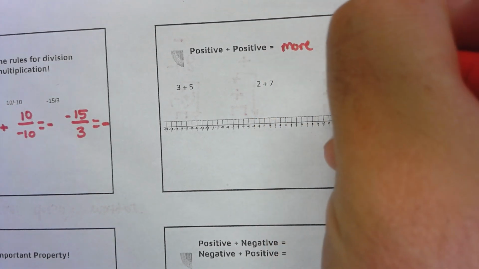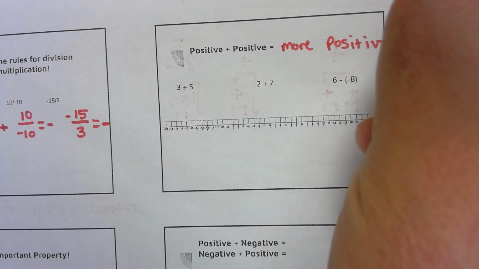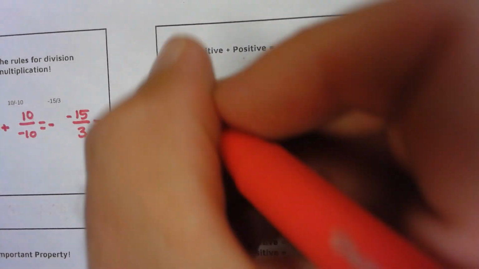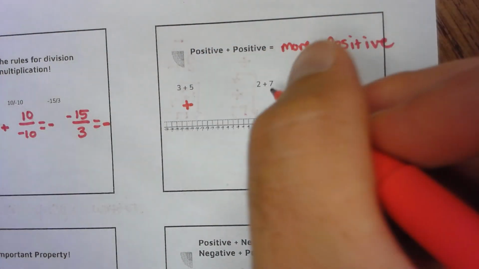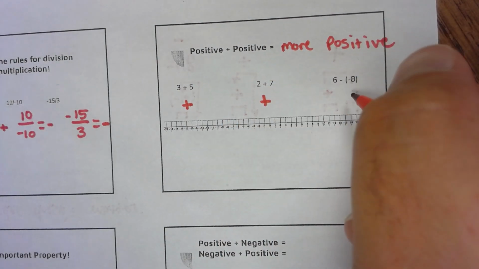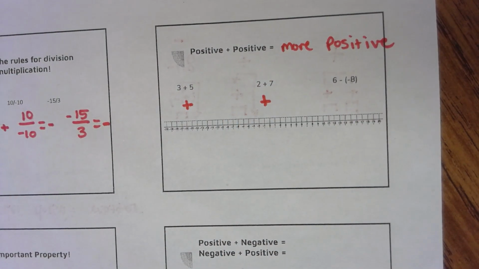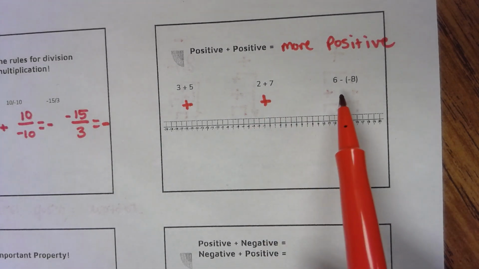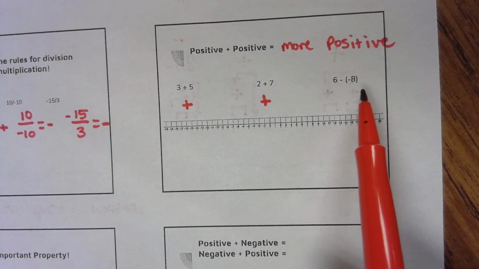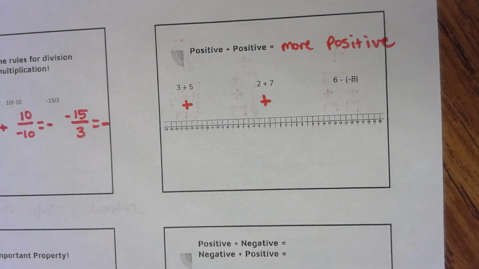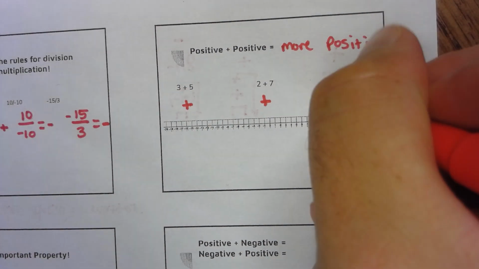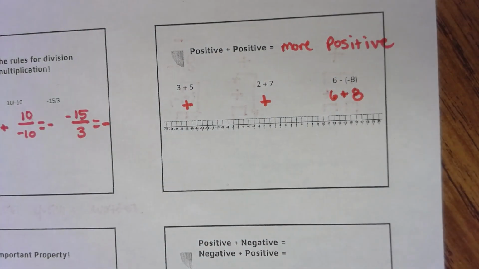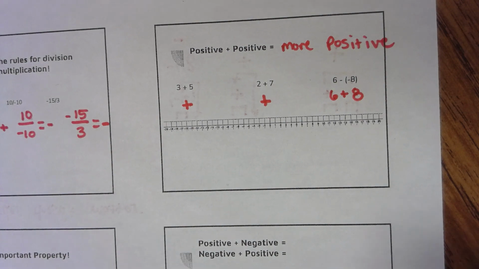So 3 plus 5, it becomes more positive, that's positive 8. 2 plus 7, more positive, positive 9. 6 minus negative 8, we have negatives. Another way to think about this is 6 and then a minus 1 times negative 8. Well, those negatives multiply together to become positive. So it's really 6 plus 8. So 2 negatives come together to form a positive. Thus, the result here is positive.